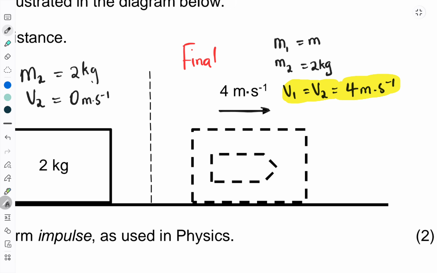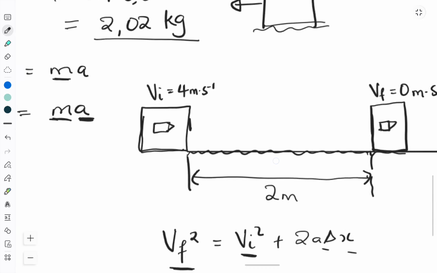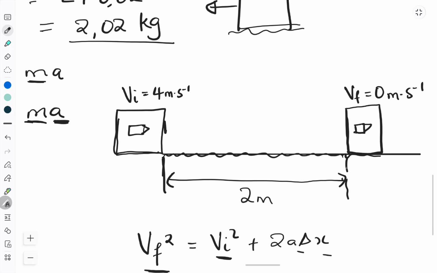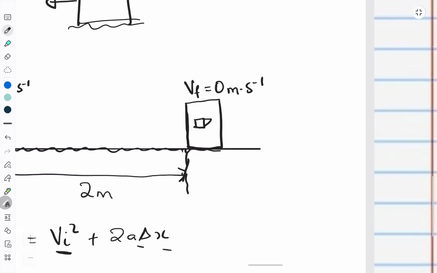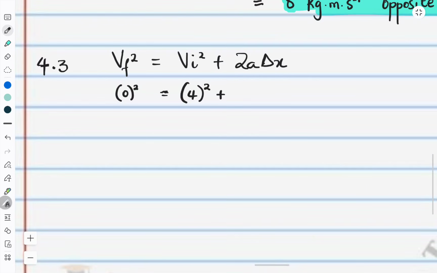Remember, after the bullet strikes the block, they move together with a velocity of 4 meters per second. As soon as they move together at that velocity, they encounter a rough patch, which is a rough surface, right? And then they can only move for 2 meters on that surface before coming to a halt. So if you check our diagram here, that's exactly the situation I'm representing. Okay, so now we're trying to find what was that acceleration, or that deceleration, that caused the block to stop.